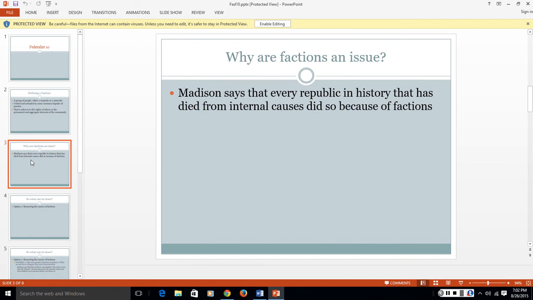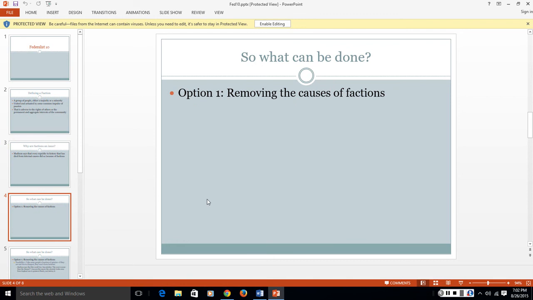So that's why factions are an issue. You have too many factions, everybody's working for their own good and not for the good of all people. So what can be done? Madison says, get rid of the factions. Well, that's easier said than done, as we know.